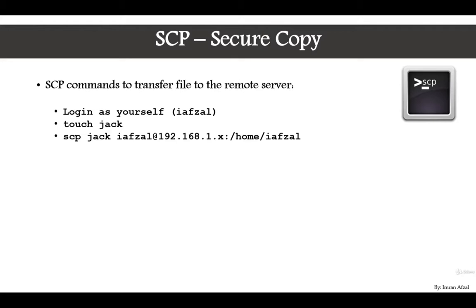At 192.168.1.x is the actual IP of the remote server. Of course, replace that x with the digit of your remote server. And the last part is :/home/ifzal. This is where you want the file to go to, in this directory on the remote server. Once it's connected, it's going to ask you to enter the username and password, and it will transfer the file successfully.